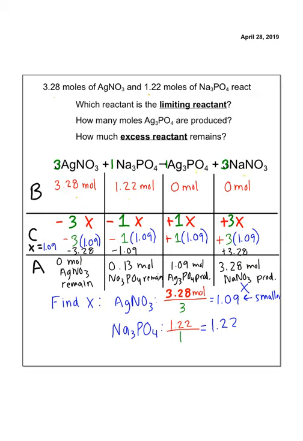The next thing we're going to do is our change. So minus 3x, minus 1x, because those are getting used up. The 3 and the 1 came from the balanced equation. Plus 1x, plus 3x, same idea. The plus because those are getting produced.